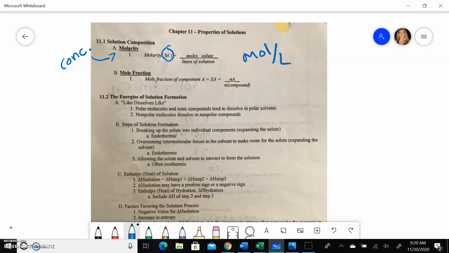It's kind of like a percent. It's like the percent of moles that you have, except you're not doing the 100. So you know how for a percent you do part over a whole times 100. This is just part over a whole. And that's it. There's no times 100.